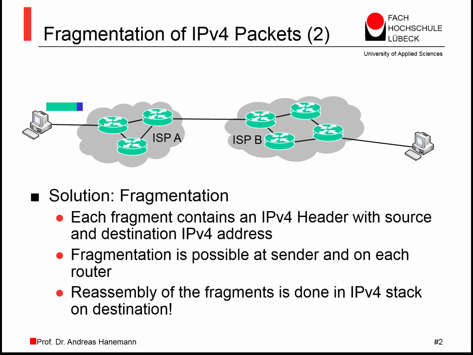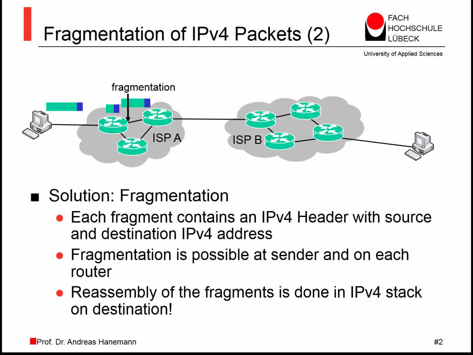On this slide we see an illustration how fragmentation, which is the method to deal with this issue, works. In the figure, IP packets are shown with a blue header and a green payload. On the first router in the ISPA network, the size limitation is exceeded. Therefore, the IP packet is split up and put into two different data link layer frames.